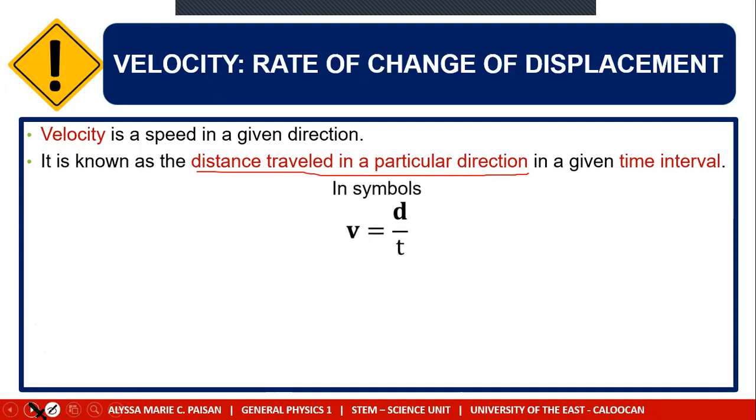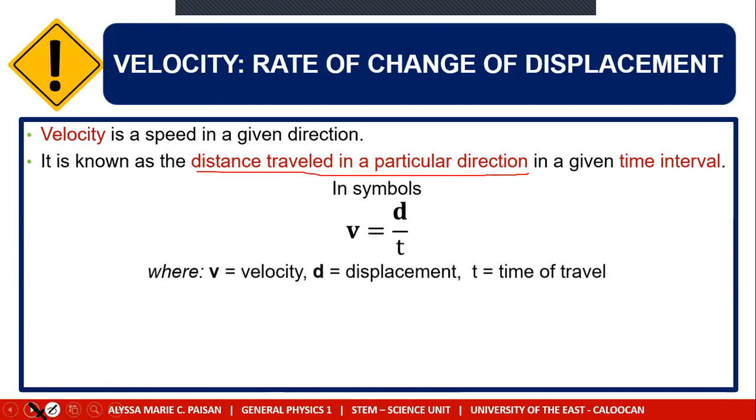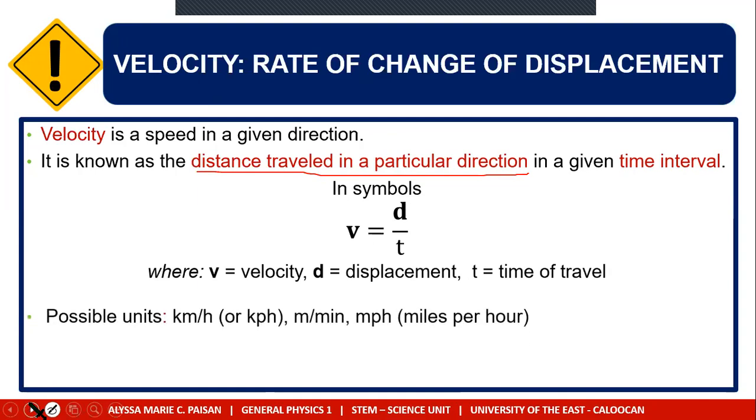In symbols, that's V is equal to D divided by T, where V and D, as you will notice, are already in boldface, meaning they are vector quantities. The V stands for velocity, the D is for displacement, and the T, since time is scalar, is not in boldface; that's the time of travel. Again, velocity is a vector quantity with possible units such as kilometer per hour, and speed has the same possible units and standard units as velocity.